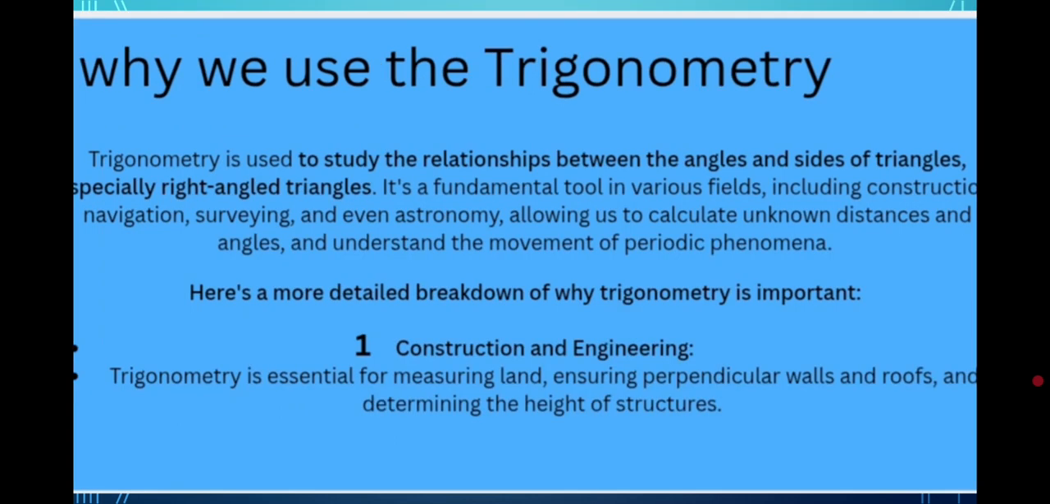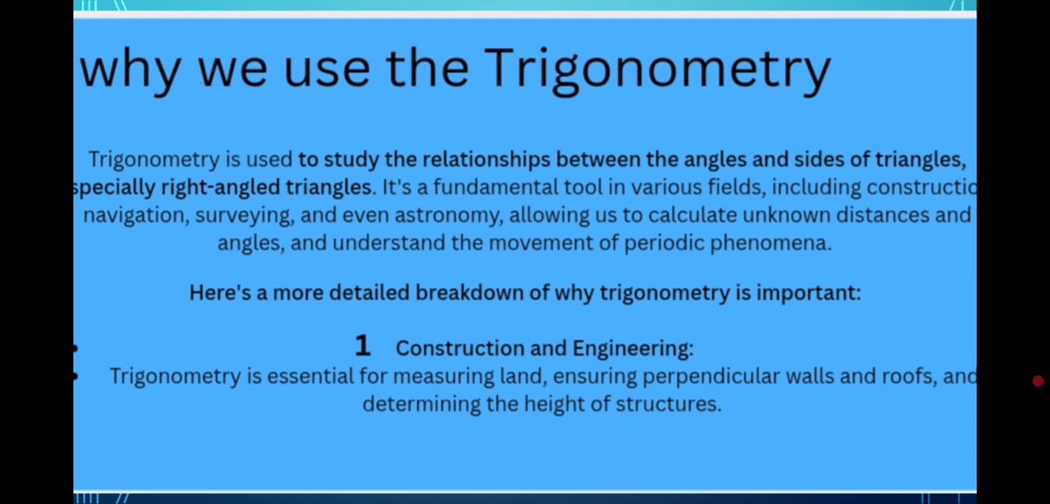So the next topic is why we use trigonometry. Trigonometry is used to study the relationship between angles and sides of triangles, especially right angled triangles. It is a fundamental tool in various fields including construction, navigation, surveying and even astronomy, allowing us to calculate unknown distances and angles and understand the movement of periodic phenomena.